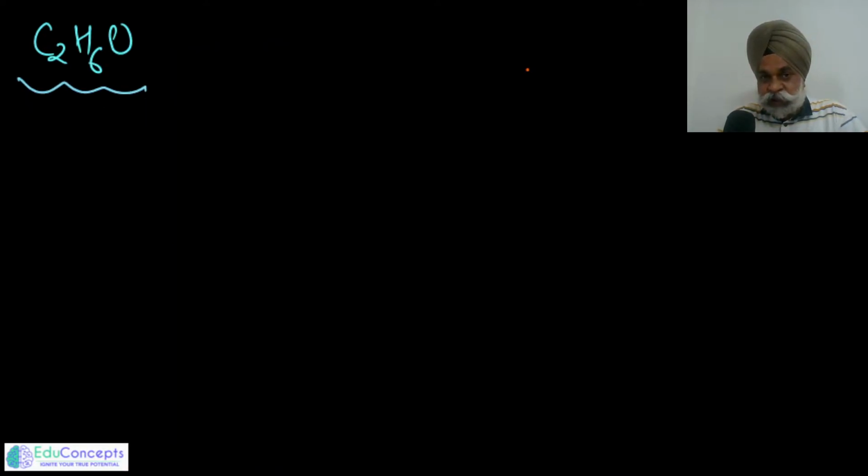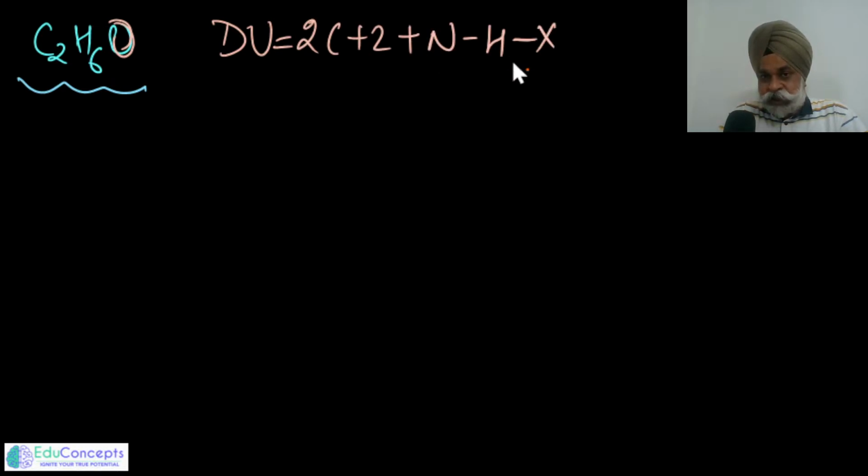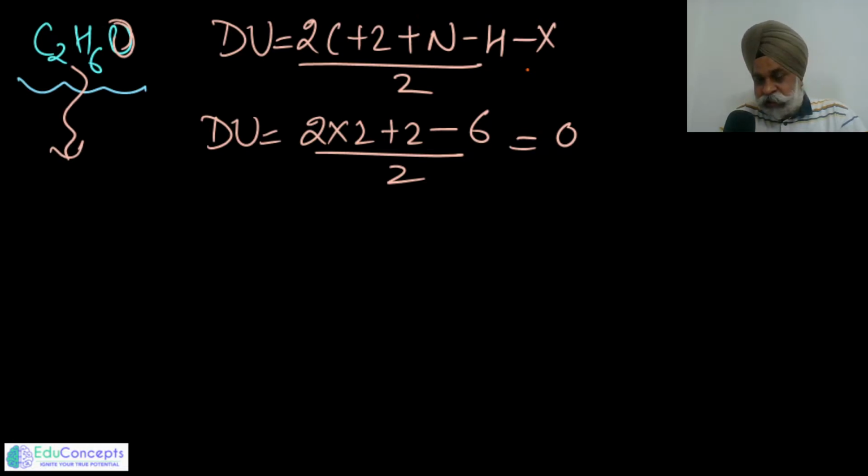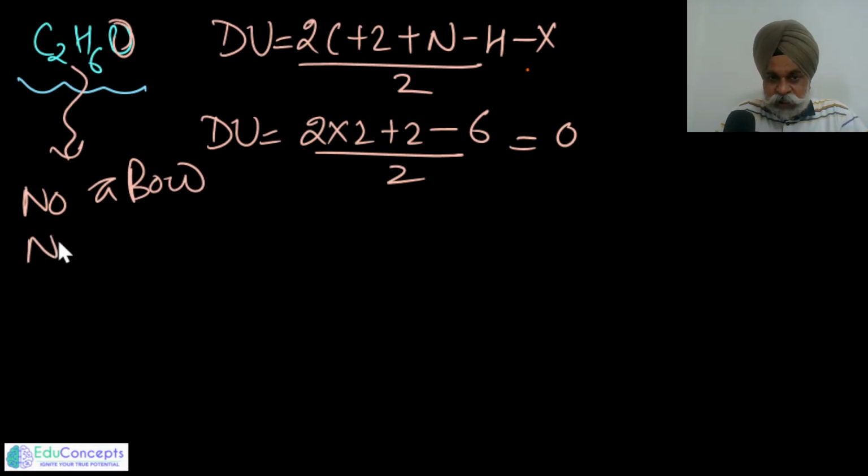Now if we go for this C2H6O and simply find DU, oxygen is not to be counted in the formula. If you remember, this is the formula which we have used many times, where no oxygen atom is to be used. So degree of unsaturation came out to be (2 into 2 plus 2 minus 6) divided by 2. It happens to come out to be 0. So this in a way shows that there is no pi bond in this and no ring in it.